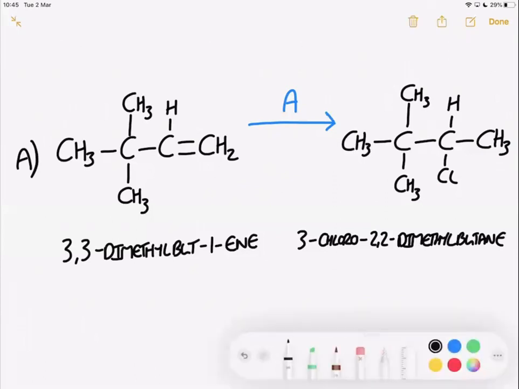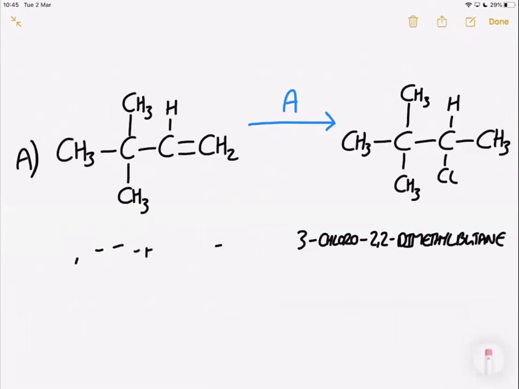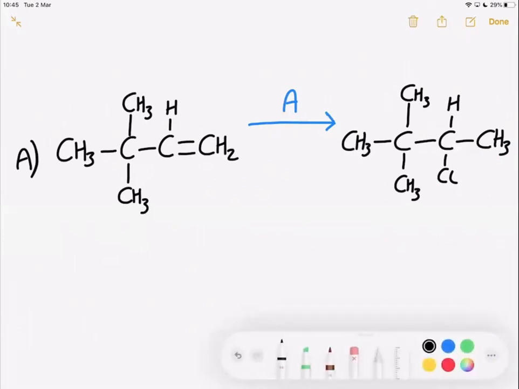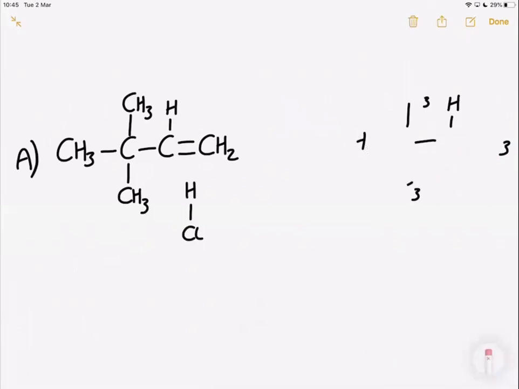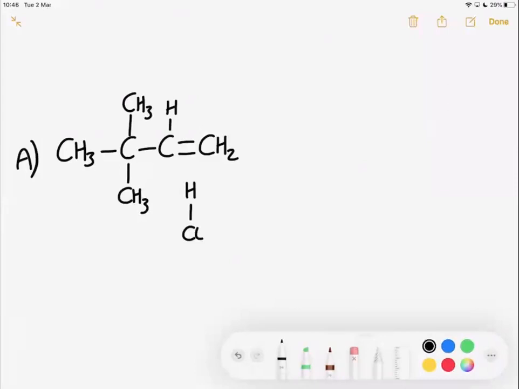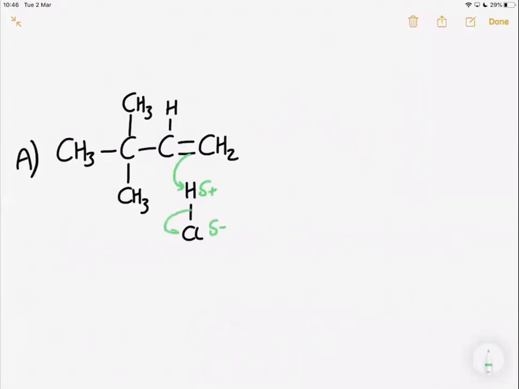Right then, how about the mech? So we said it was HCl that we were going to add. We can probably use this version on the left, even though we're going to get rid of this version on the right for now. We've got a delta plus and a delta minus, curly arrow here, curly arrow there.